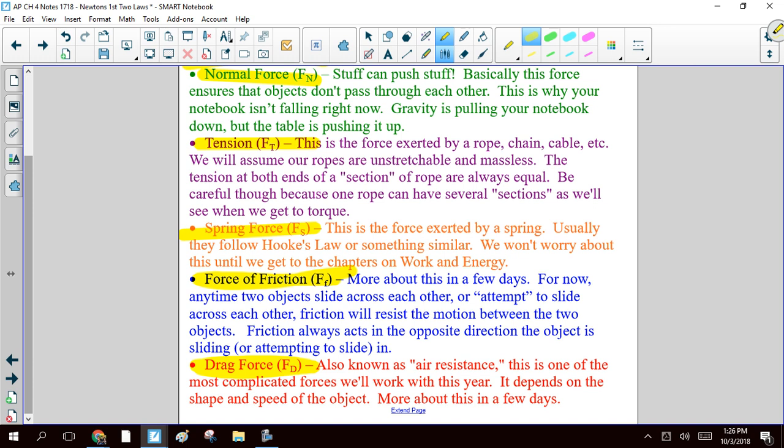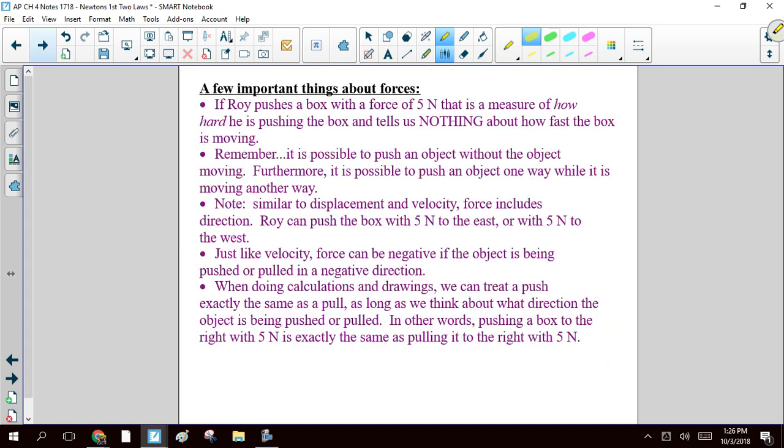The drag force is pretty complicated. It says here we're going to talk about this more in a few days. That's actually a lie. We're going to do everything about drag force at the end of the year after you guys have a little bit more calculus under your belt. So, there we go. What else do we need to know?